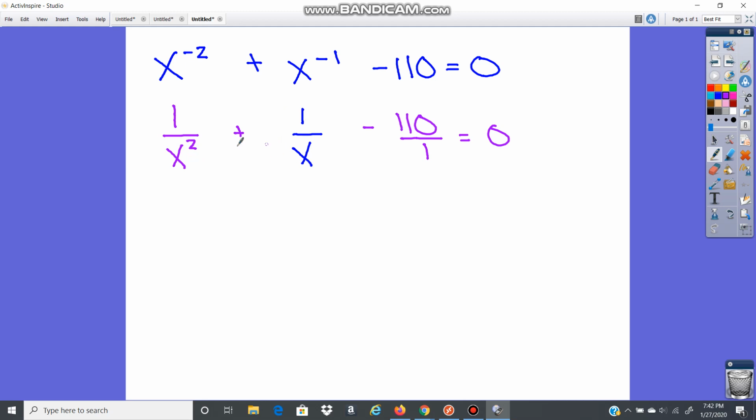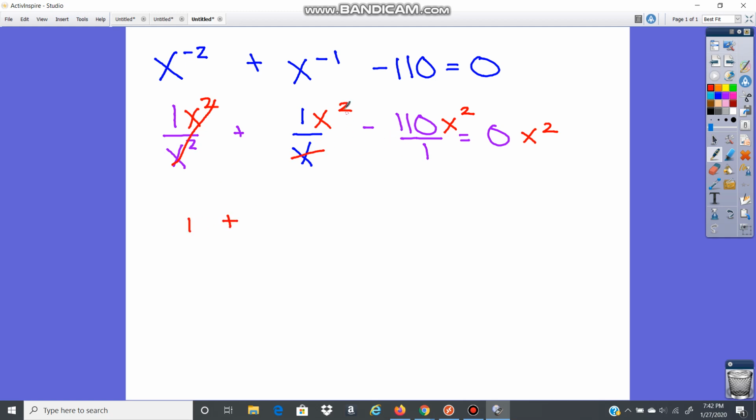Okay, now you have a quadratic problem involving fractions. So let's multiply them out and clear the denominators. If I had my common denominator here, it would be x squared. So everything gets multiplied by x squared, both sides. These x squareds cancel out. I just bring down 1.